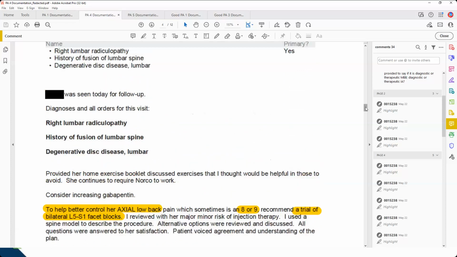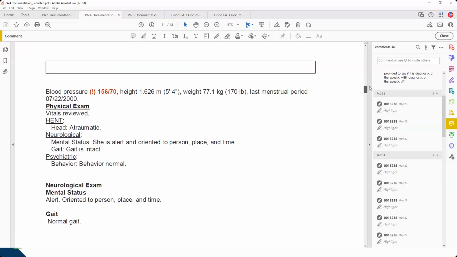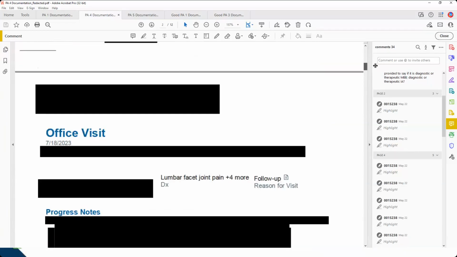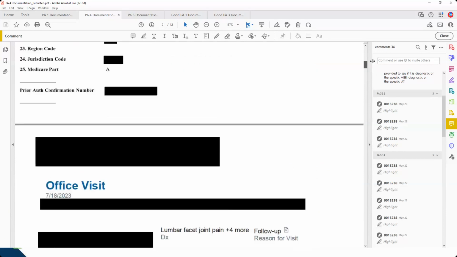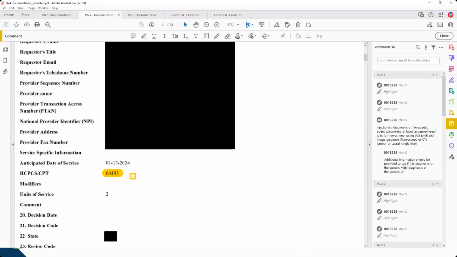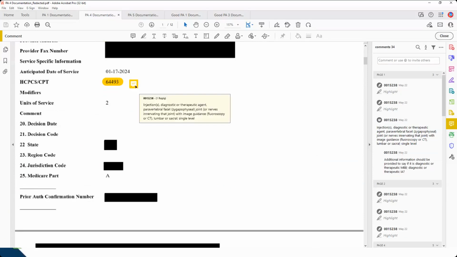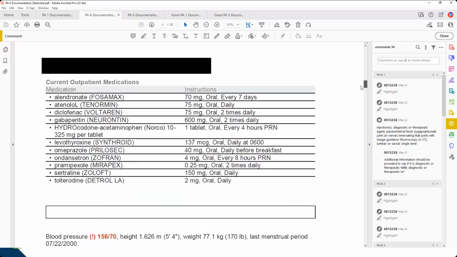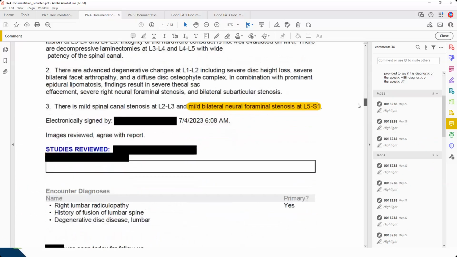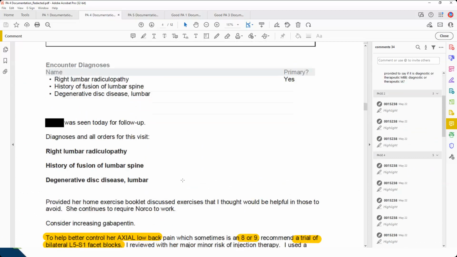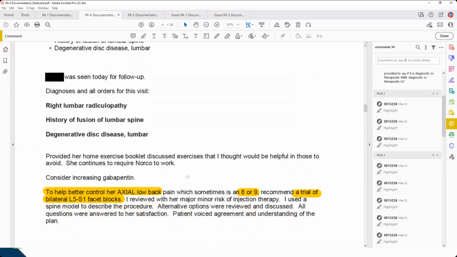Back again, and I can't stress enough, we're looking at history, and this was from 7/18 of 2023, and then this anticipated date of service is 2024. And again, lumbar sacral, so that kind of lines up. They're still in the same area, but we don't have that information in the prior authorization request to line up.